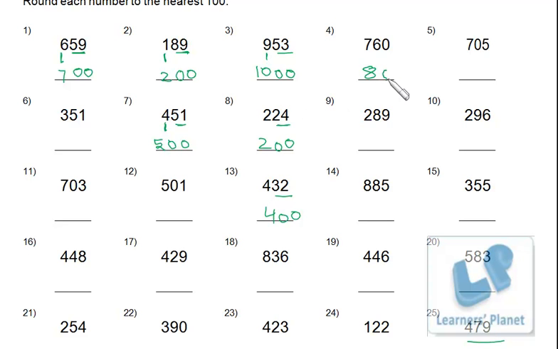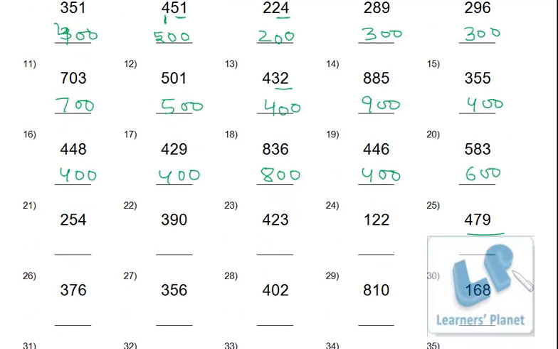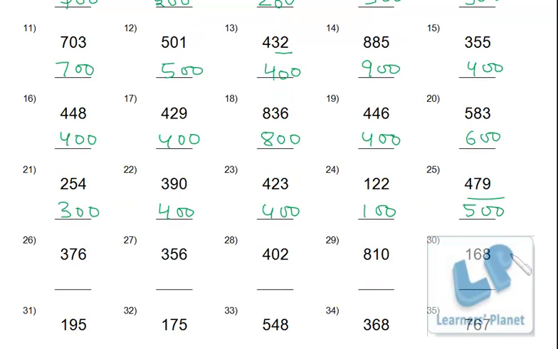It's 800, 700, 400, 300, 300, 700, 500, 900, 400, 400, 400, 800, 400, 600, 300, 400, 400, 100 and 500. Okay, now I have 10 more sums for you.